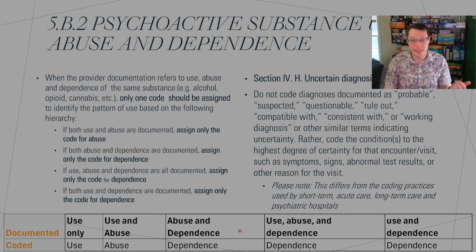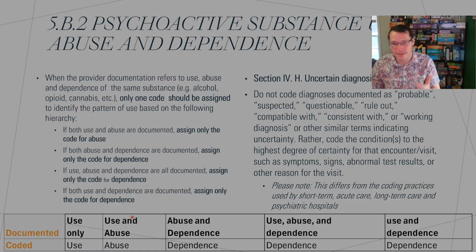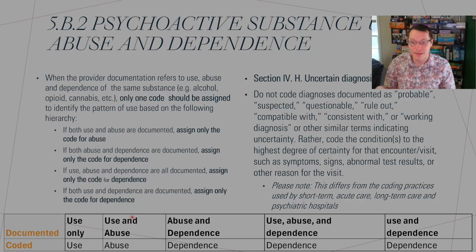This here is the tiering of how each condition works, and each one you will use depending on the notation. More or less how the hierarchy works is use is the lowest, then it goes abuse, then it goes dependence. When you have all three on one record, you will only use dependence every single time, since that's the highest level code. So just make certain you're aware of this when it comes to drug coding.